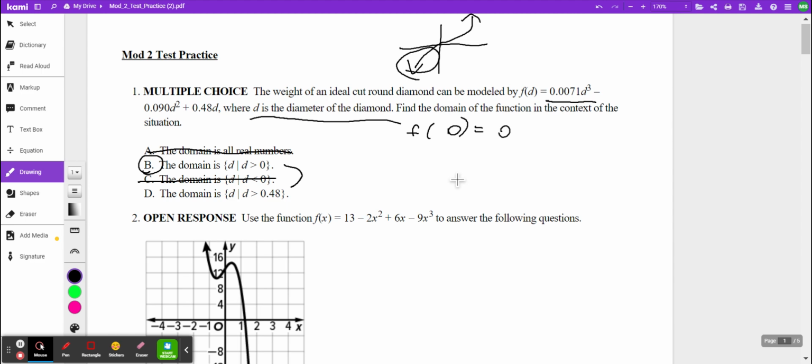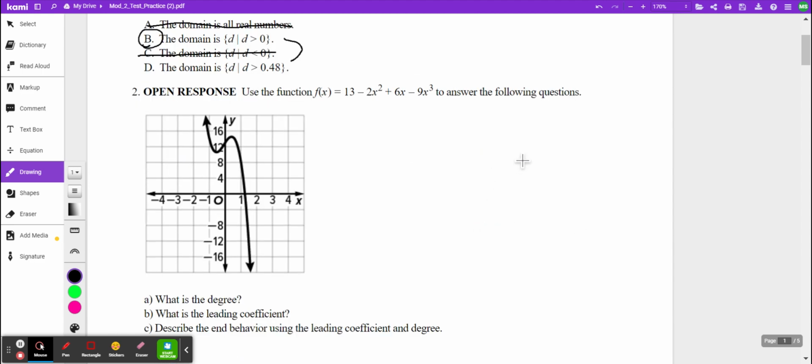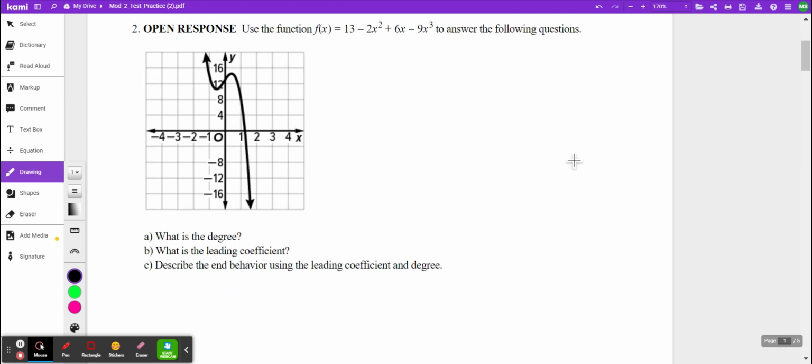Let's go on. Question 2. Use the function to answer the following questions. All right, what's the degree? Well, I look at this guy right here.